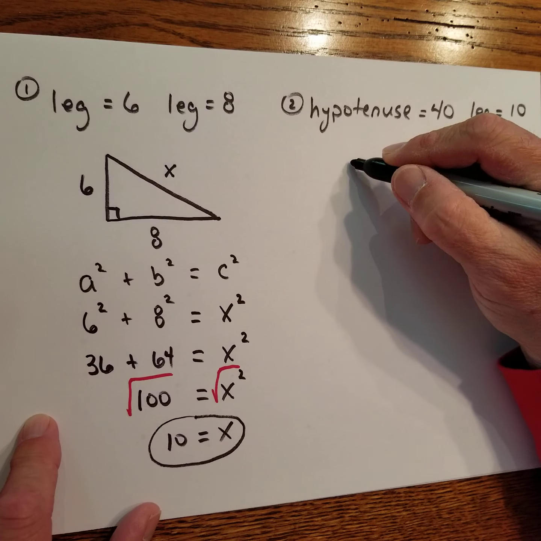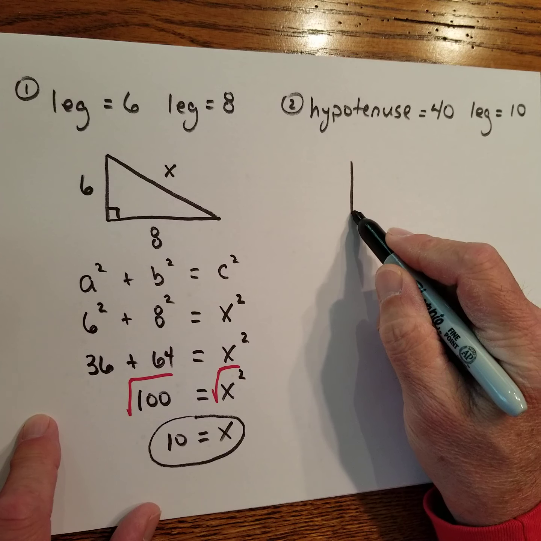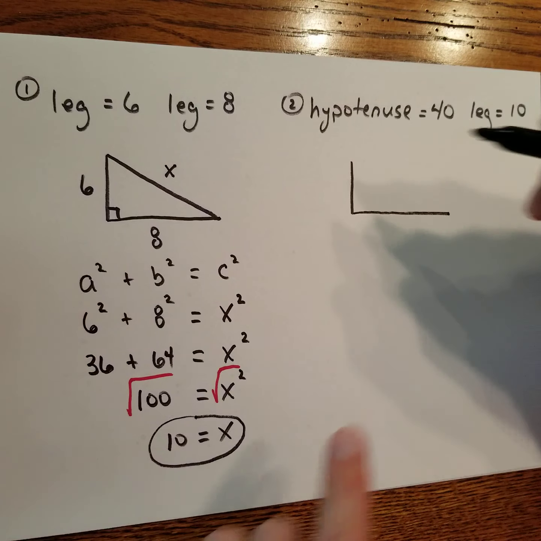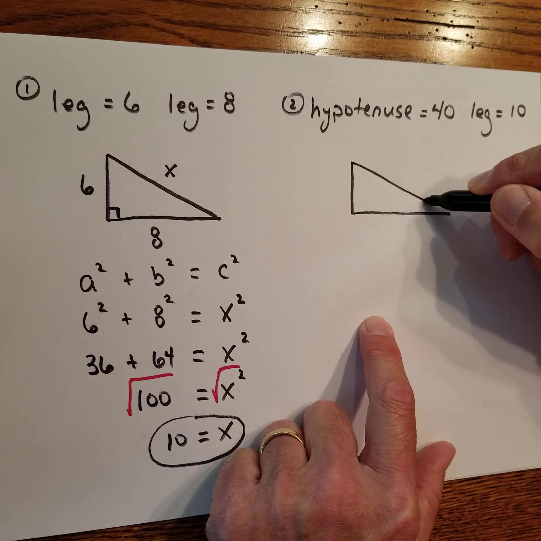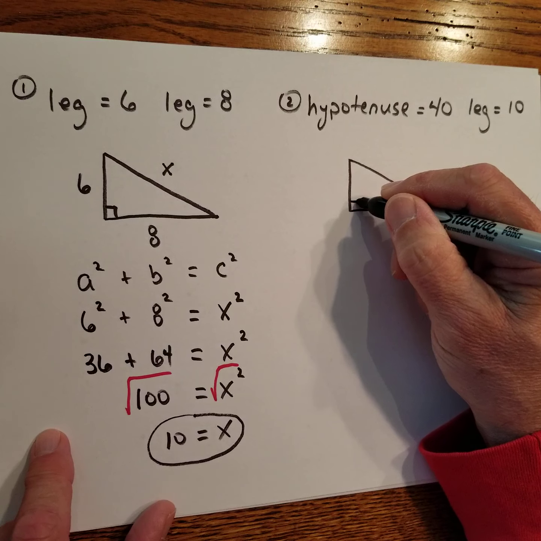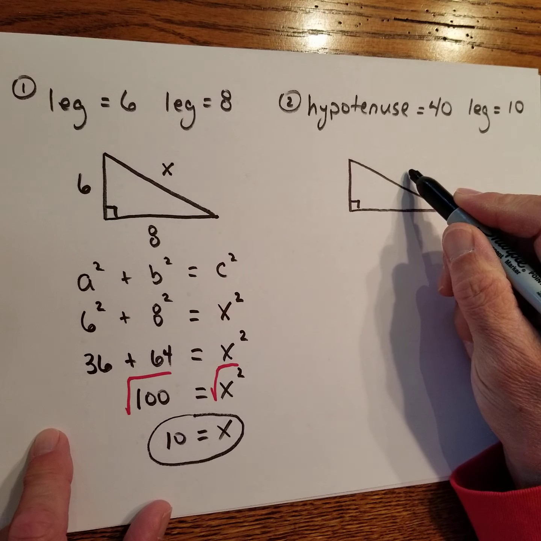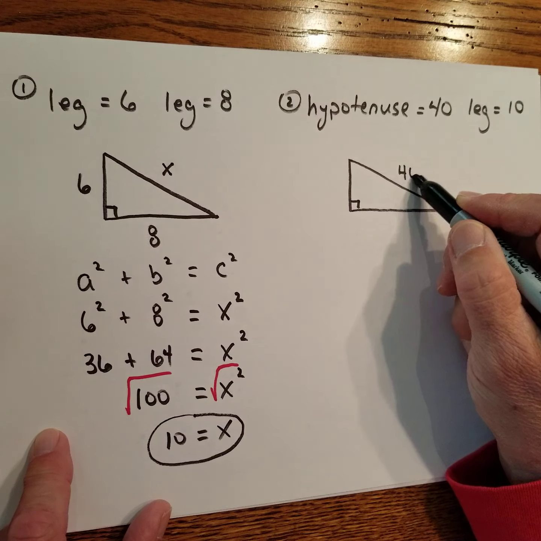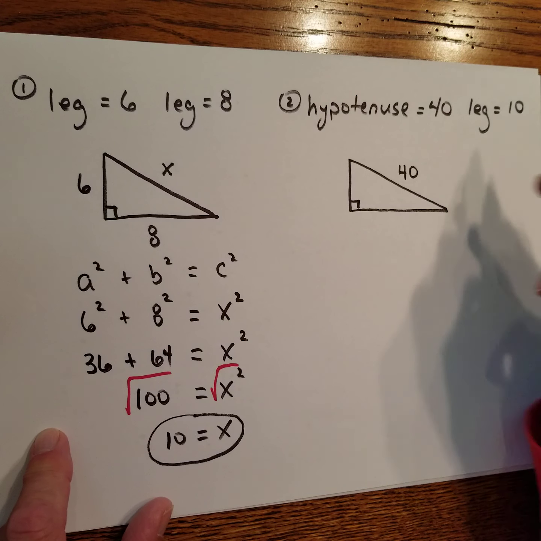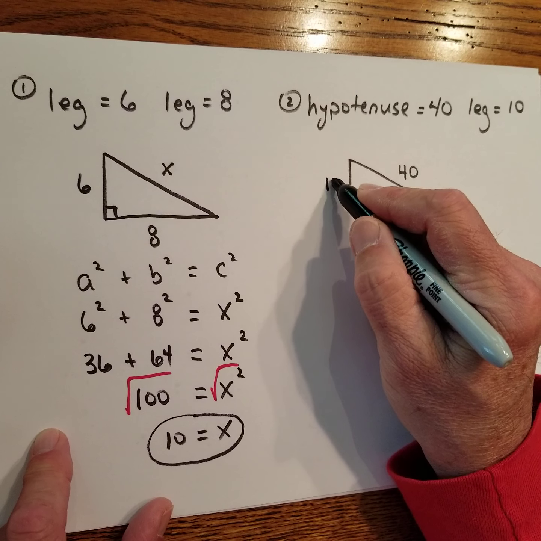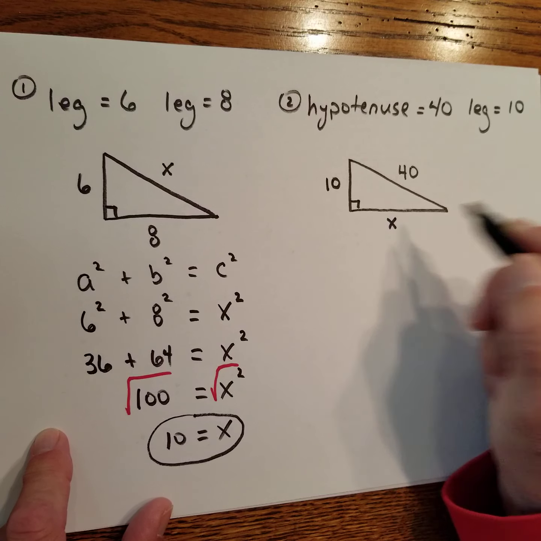Let's try the same thing with number 2. I'll draw my own right triangle. The right angle is here, and across from the right angle is the hypotenuse. And in this problem, the hypotenuse is 40. I'm told that one of the legs is 10. My job is to find the other leg.